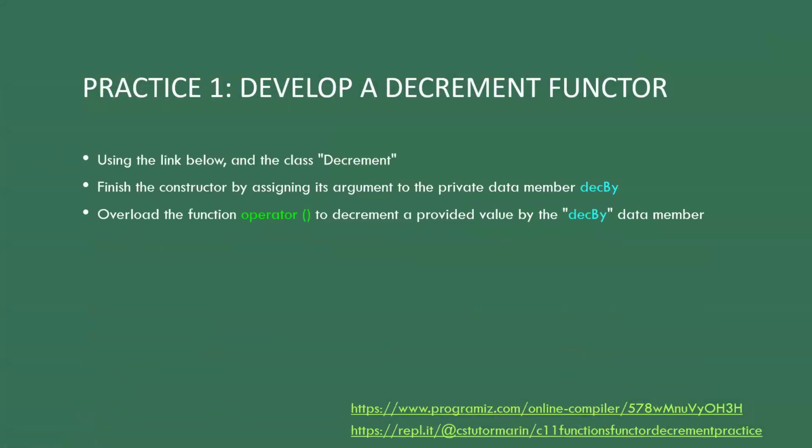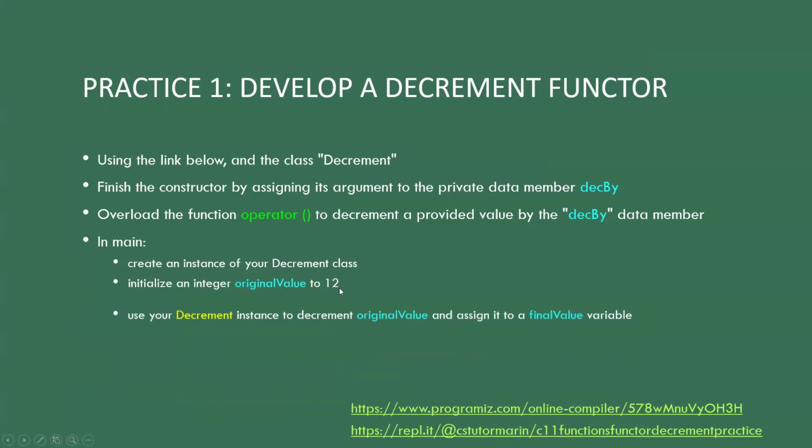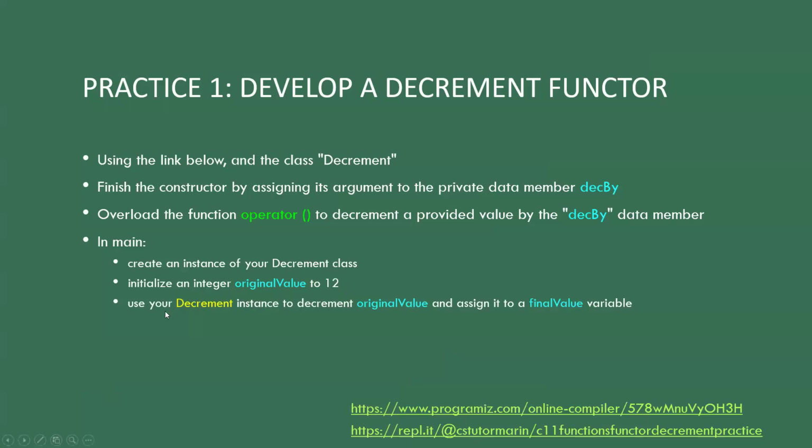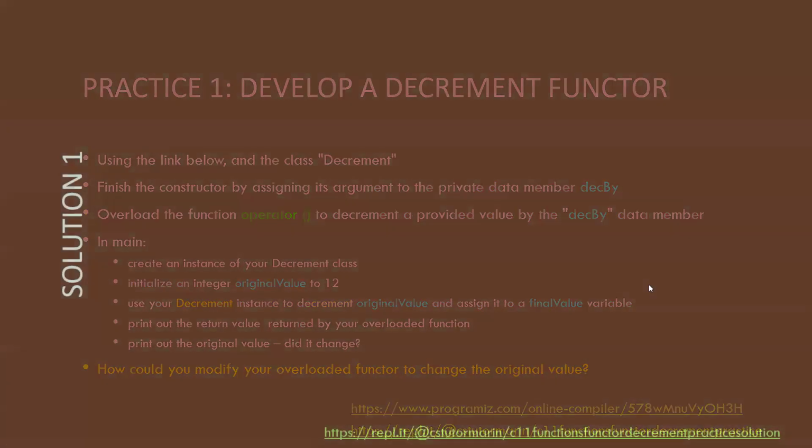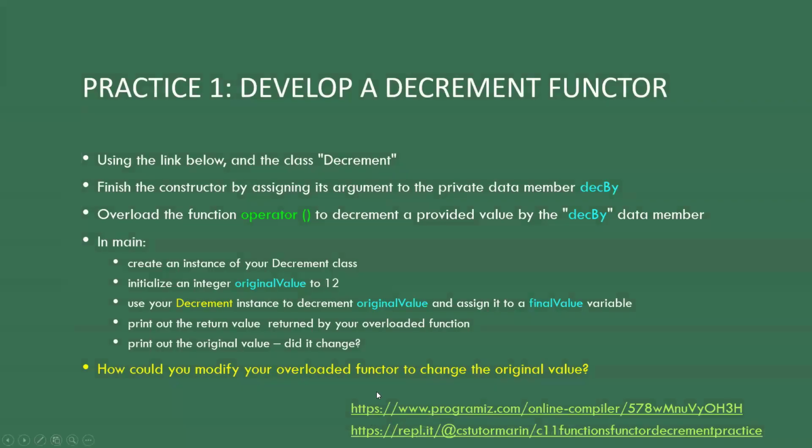So let's see if we can create the decrement, if you guys have not already looked at this. So we'll initialize an original value to 12. We'll use our decrement instance to decrement the value and assign it to final value, okay? And then we'll print out what that final value is, okay? So let's have a look, okay? And here's the hint, right? Of course, you can put the ampersand in there if you want to actually get that thing to change.